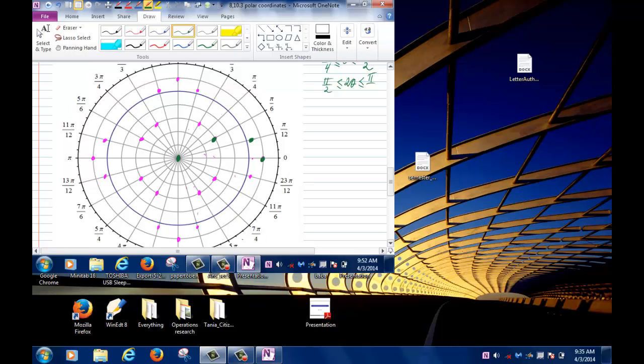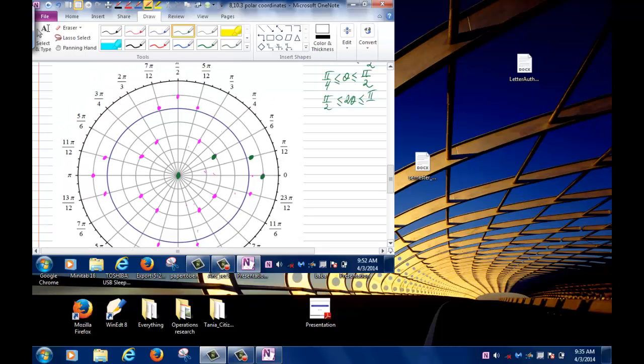Okay, so now we got all the points up to what? Up to pi over 4, right? Up to pi over 4, is it increasing or decreasing? r is decreasing from 1 to 0. So we see the pattern here, that we get something like this.